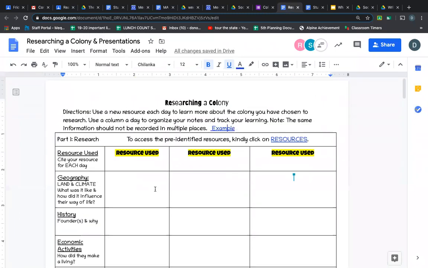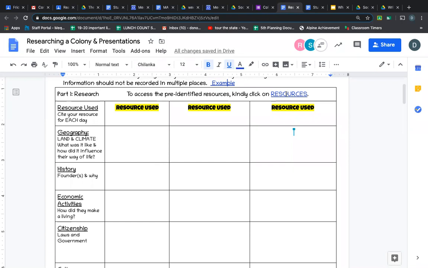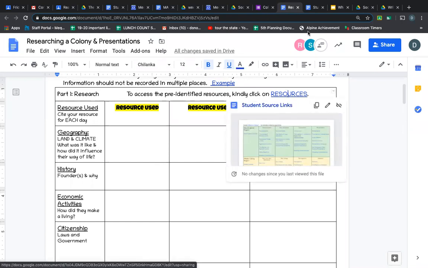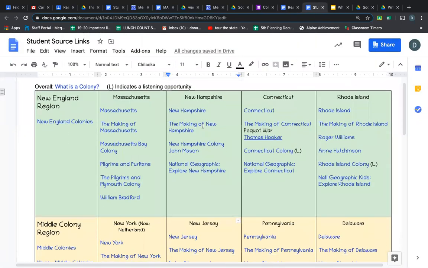Your next job will be to look at our template we made for you to keep track of all your notes. It's called Researching a Colony. We have put in here places for you to research. So there's a link in here called Resources. If you click on this link, it will take you to student resources that we've selected for you.